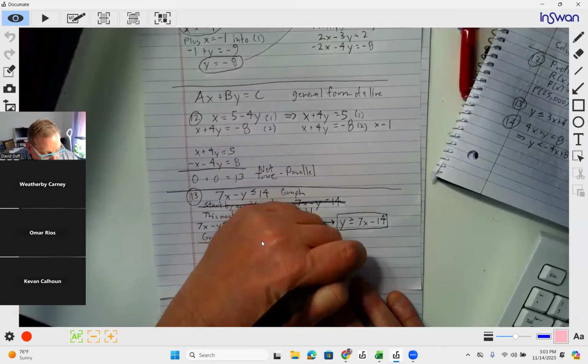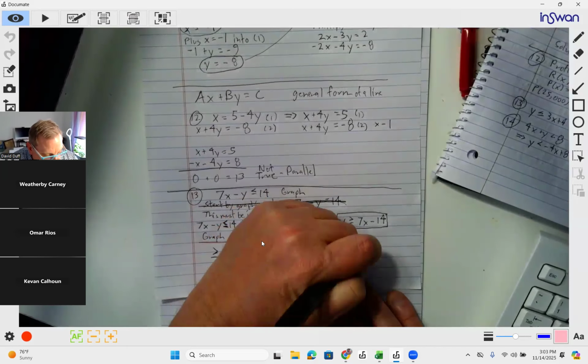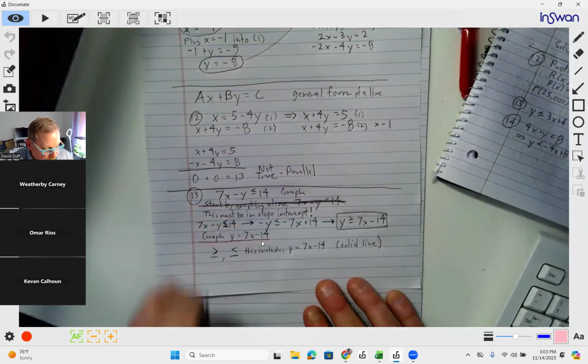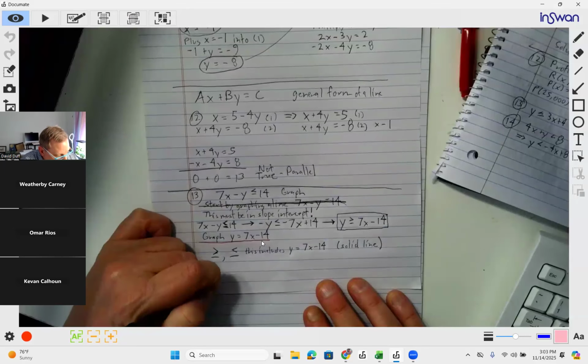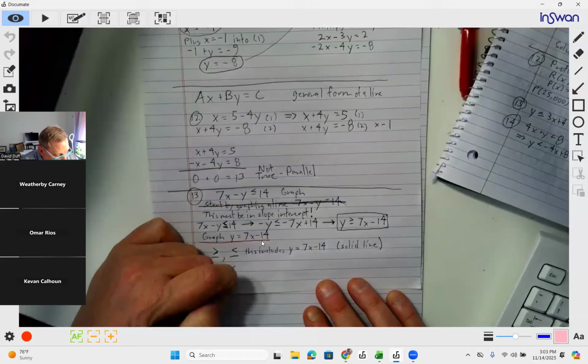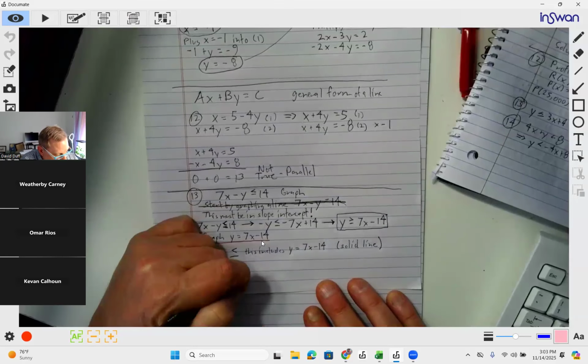So how do we represent that the line itself is included? We make sure it's a solid line. If we have greater than or less than, this does not include the line.